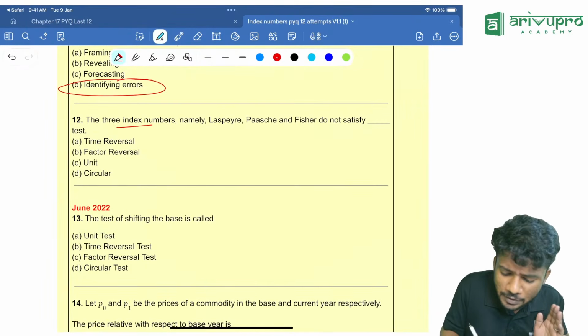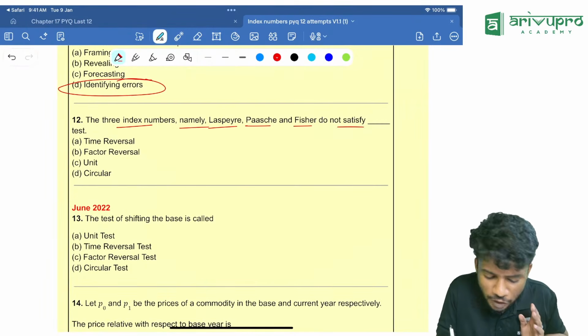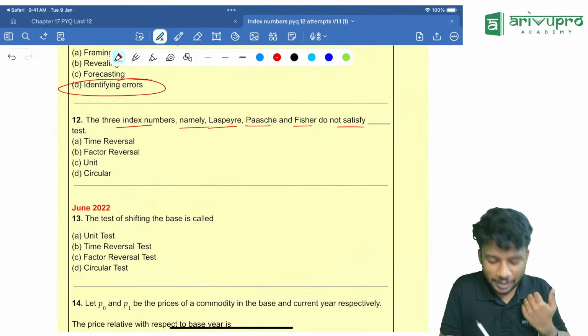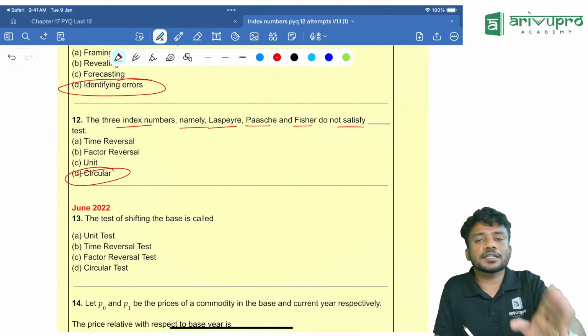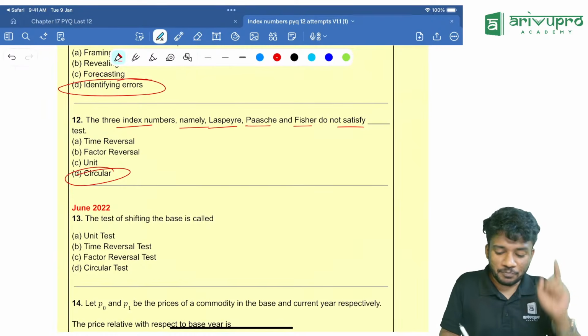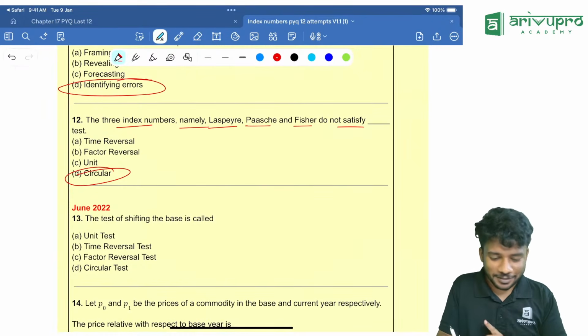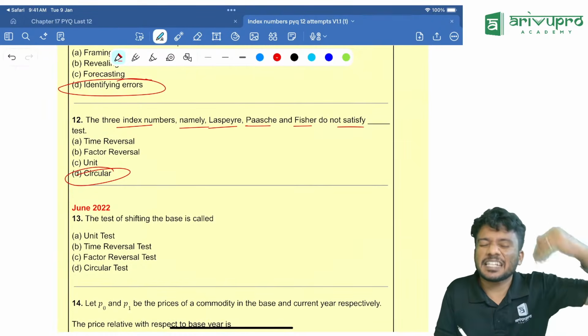The three index numbers, namely Laspeyres, Paasche and Fisher, do not satisfy what? They do not satisfy circular test, people. Very, very important. So this is a very repeated question. The chances of this question coming again is very, very high.